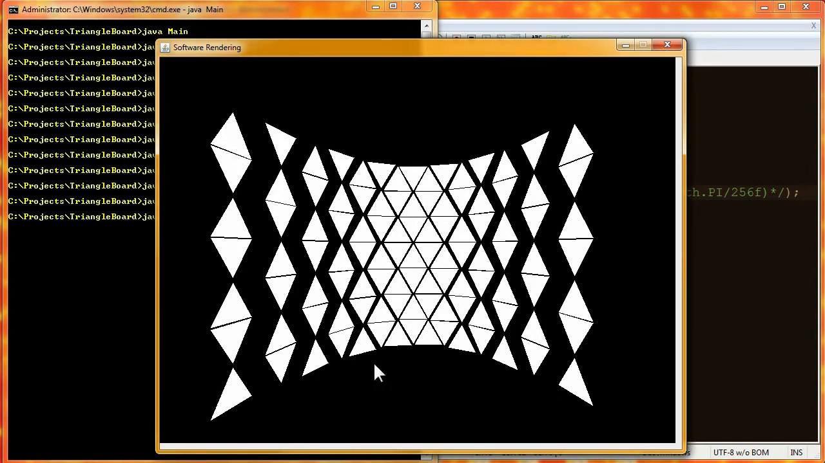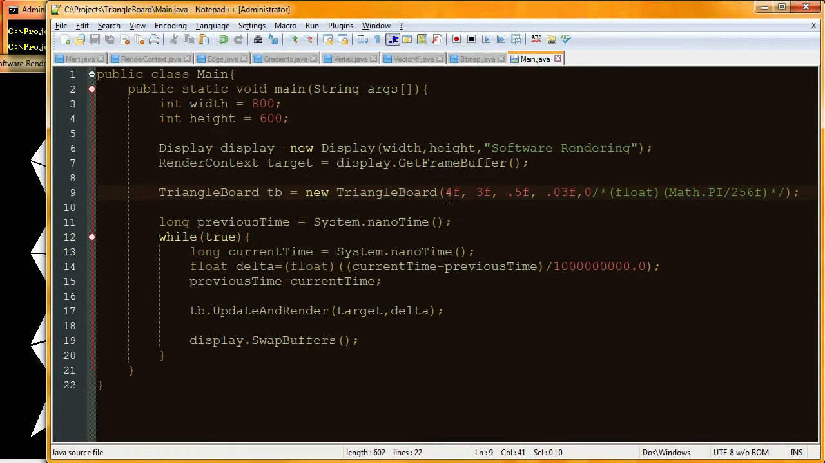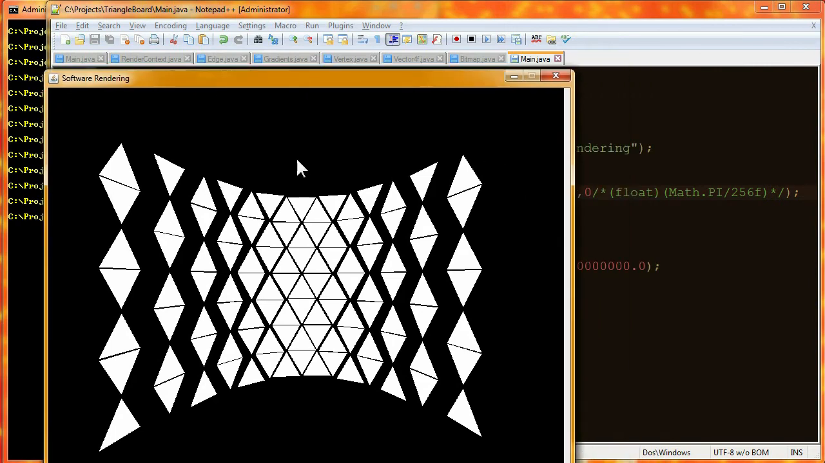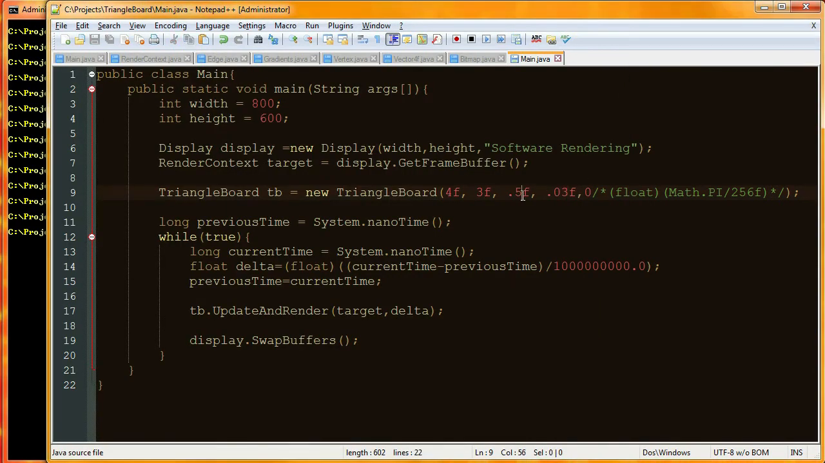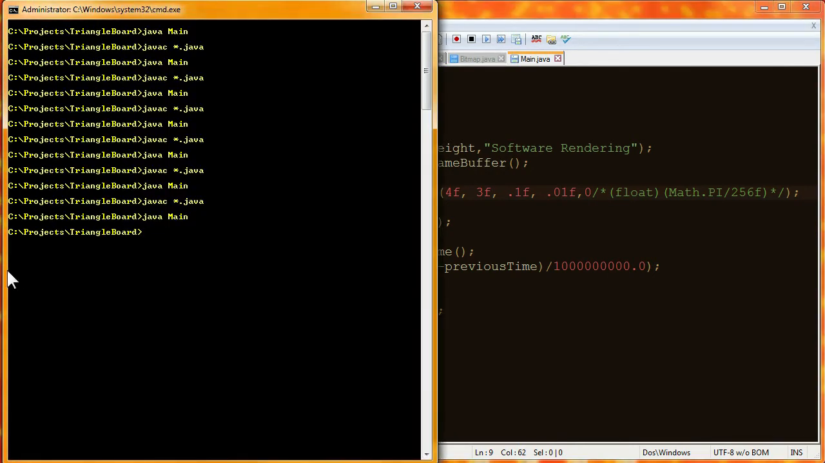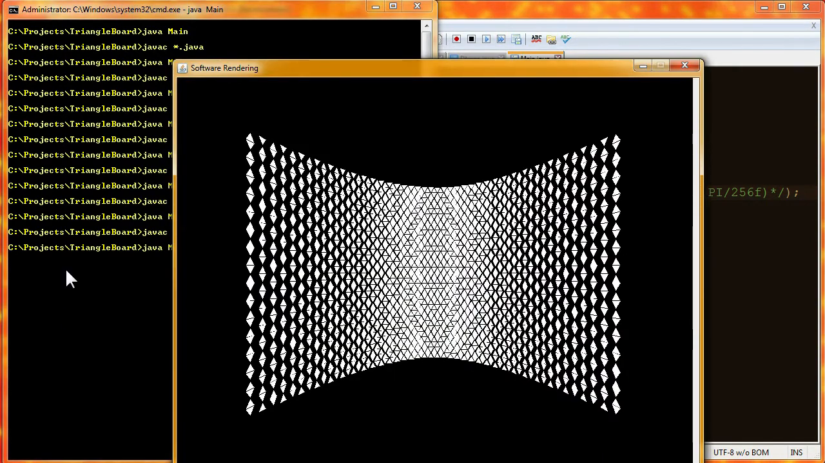All these triangles are represented in the triangle board class, and there's a number of parameters I have to control it. These first two are the width and height, and these two represent the side length of the triangles, and this one is the gap between the triangles. So I could take this wall and make the triangles a fifth the size and make the gaps also much smaller. Then I can rerun it, and there we go.